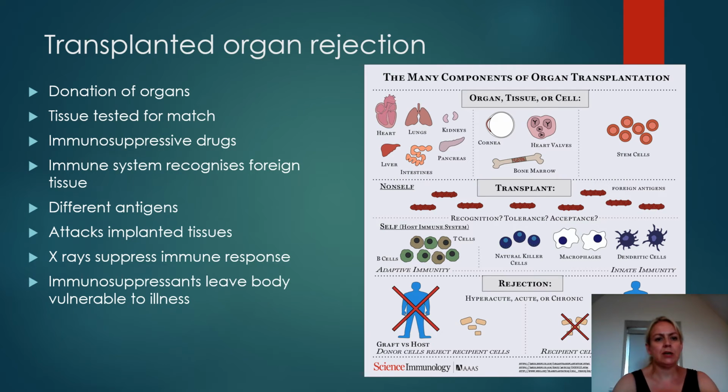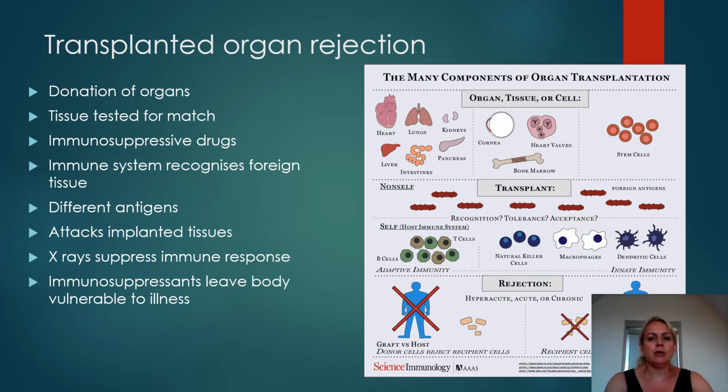Transplanted organ rejection. This is when the donor organs are rejected from the body. The donor tissue and the receiver tissue are tested to see if it's a match. It's never 100%, but they go for the closest match to limit chances of rejection. The surgeons or doctors would give immunosuppressive drugs to stop that organ being rejected.